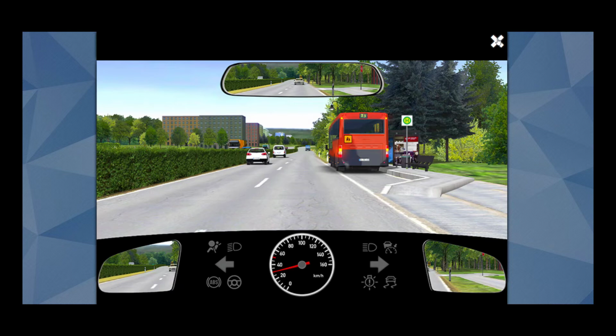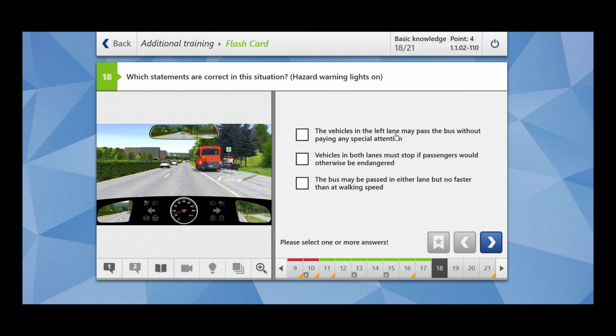So what you have to do? The vehicles in the left lane may pass the bus without paying any special attention. This is incorrect. Vehicles in both lanes must stop if passengers would otherwise be endangered. This is important. Irrespective of the direction, either you are going or coming, you have to stop.